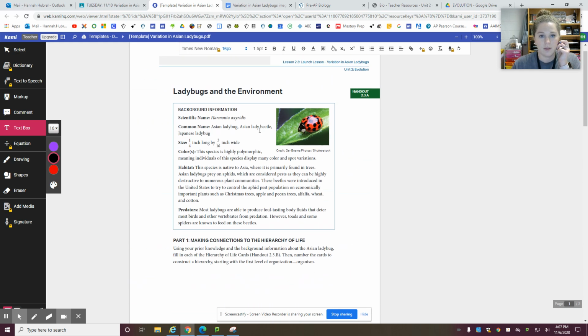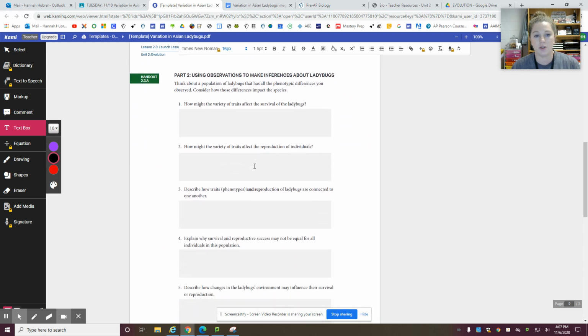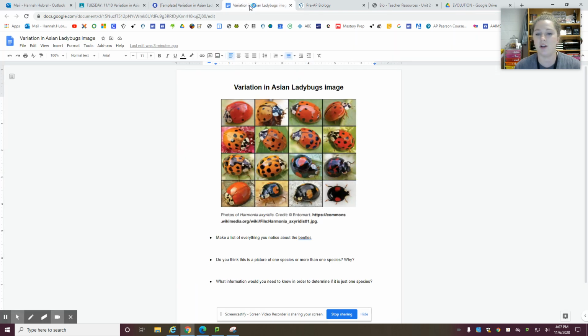All right. The next part, part 2, is using these observations to make inferences about ladybugs. So you are going to think about a population of ladybugs that has all the phenotypic differences you observed. When they're saying that you observed, it's you're clicking on this variation in Asian ladybugs image. So here are some ladybugs. All right. So you're going to make a list right here of everything that you notice about these beetles. Then, do you think this is a picture of one species or more than one species? And tell me why. And then what information would you need to know in order to determine if it was just one species? So you're just going to answer those questions for me, okay?